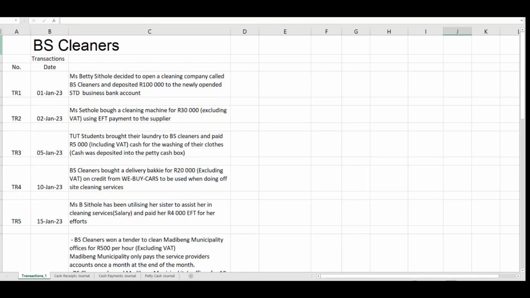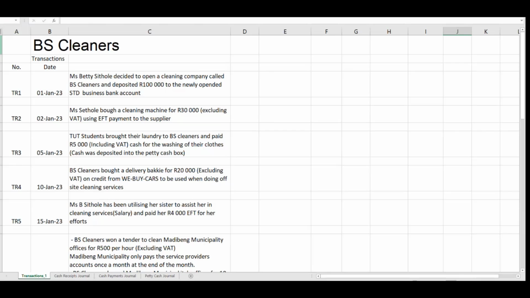Sorry, when we are selling goods and services, those transactions will go to VAT output. And when we are buying goods and or services, those transactions will go to the VAT input account. That is the main thing. That's what we have just done there.